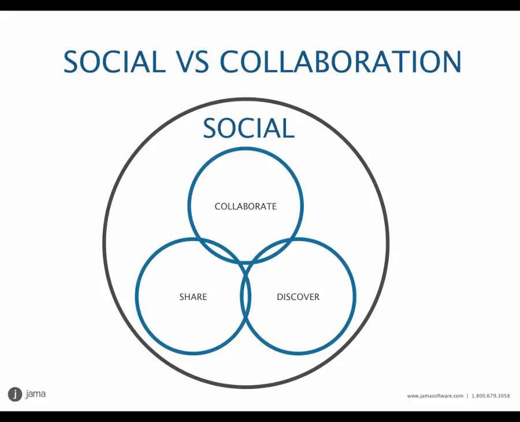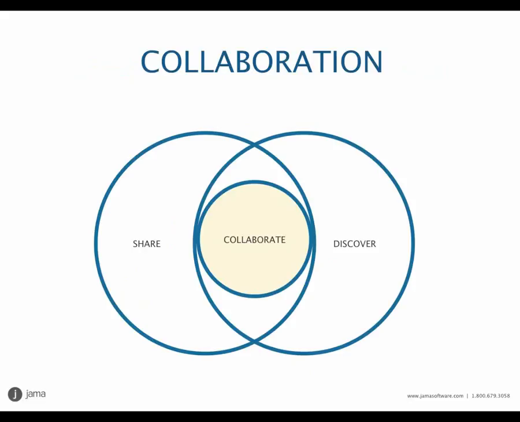To collaborate isn't necessarily social alone. It's part of it. There's a phase that we have to go through where we're sharing information and we're discovering information. And what happens in the middle of that is this idea of collaboration. Without sharing information and without the ability to discover information, there's no way for us to collaborate.